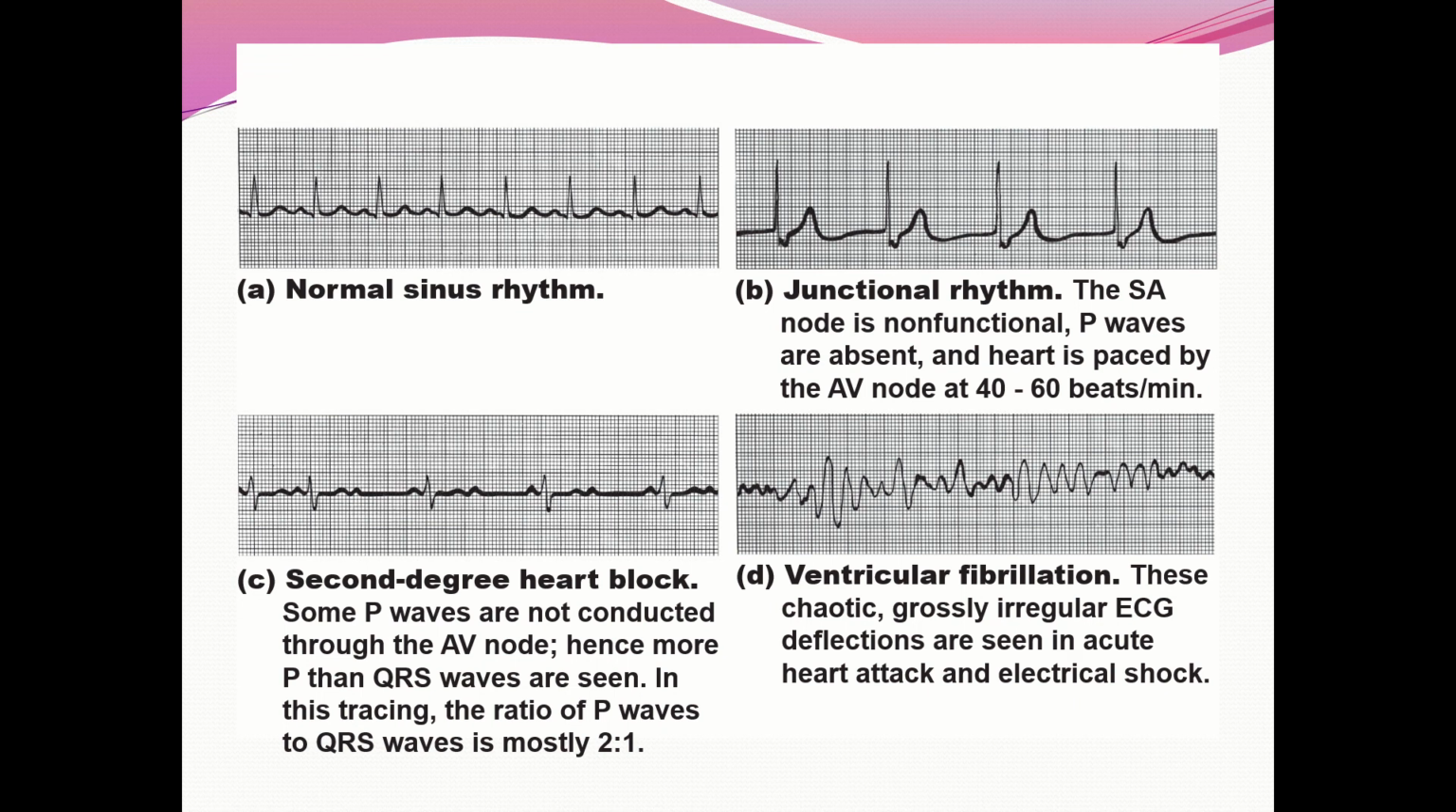In figure C, a second-degree heart block, some P waves are not conducted through the atrioventricular node. Hence, more P than QRS waves are seen. In this tracing, the ratio of P waves to QRS waves is mostly 2 to 1. In figure D, ventricular fibrillation is shown. These chaotic, grossly irregular ECG deflections are seen in acute heart attack and electrical shock.